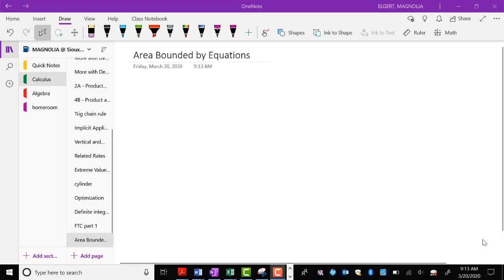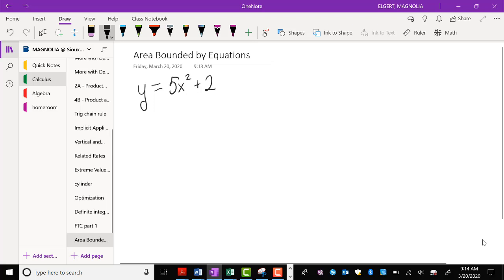Okay, so what we're going to look at in this really short video is the area bounded by equations. And it's very similar to what we did, it's just the wording seems weird. So let's say that you're given these equations. Y equals, let's use 5x squared plus 2.